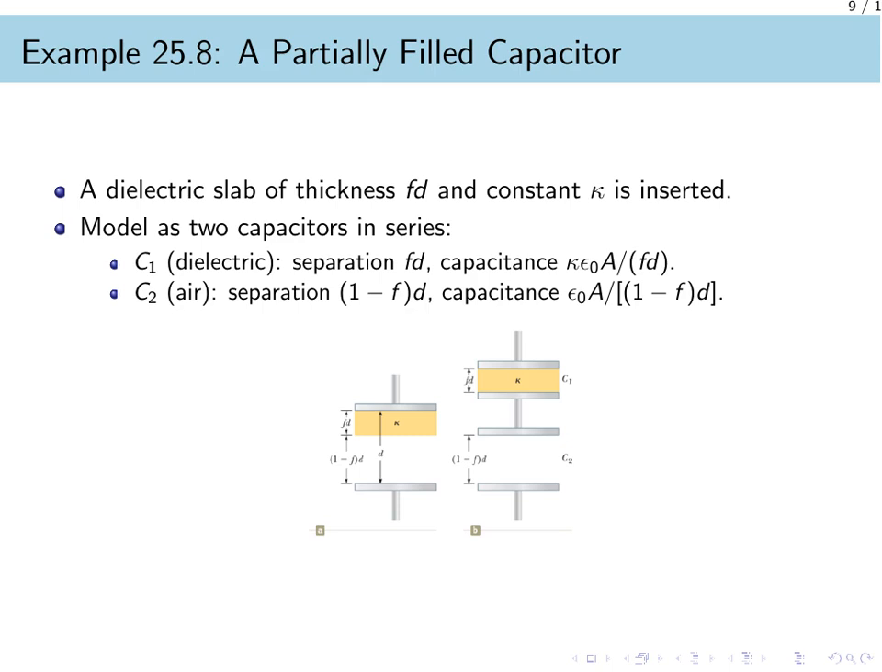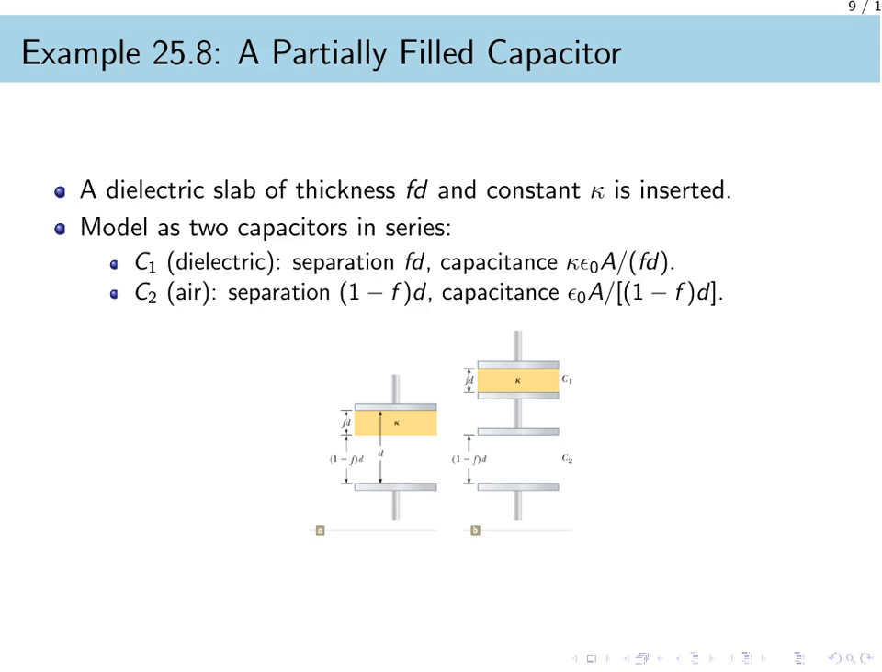Now consider another example where a dielectric slab, rather than a metal slab, is partially inserted into a capacitor. The original capacitor has a plate separation d. The dielectric slab has a thickness equal to a fraction f times d, and it has a dielectric constant kappa. We can imagine an infinitesimally thin metallic sheet at the bottom of the dielectric, allowing us to model this system as two capacitors in series.